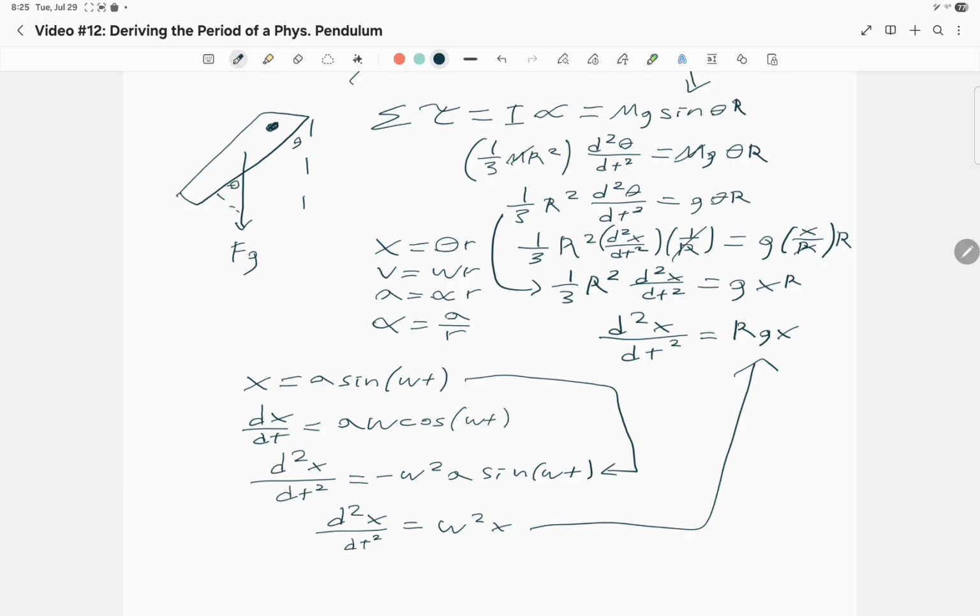Oops, I didn't mean to erase all that. Now we're going to have 3gx over r.